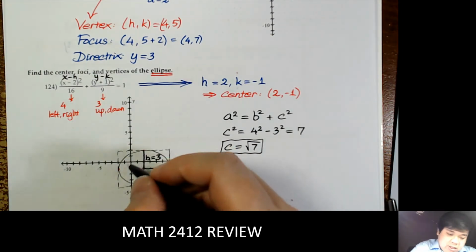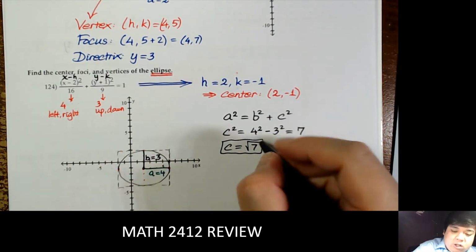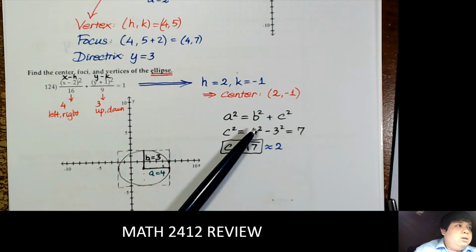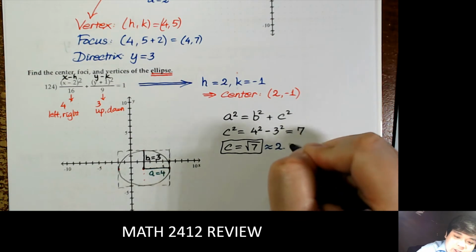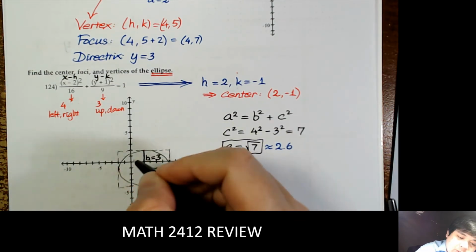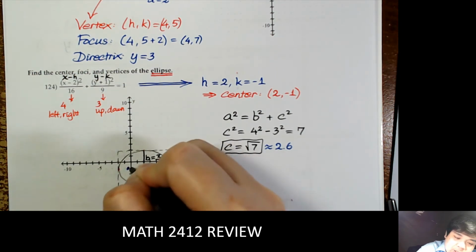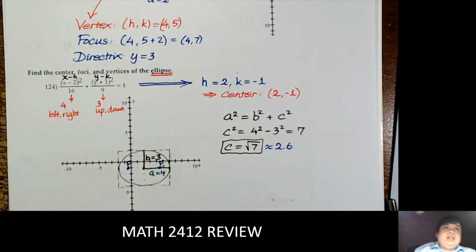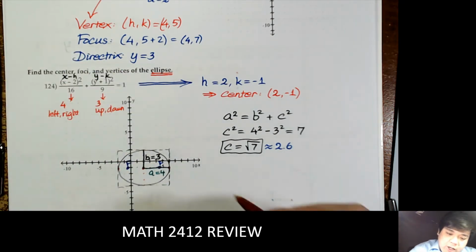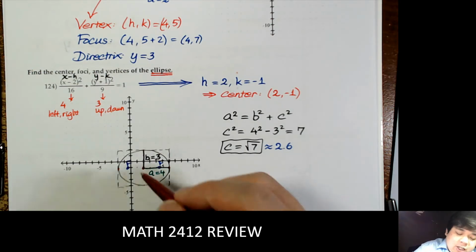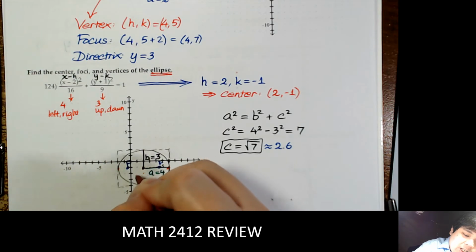Which means from the center we go square root of 7, which is about 2. Just put it in the calculator real quick. 2.65. So 1, 2, so there are 2 foci like that. First, we have the center 2 and 1, and then we go 4 units to the left to get one focus. I'm sorry, one vertex. So the center here is 2 and 1.